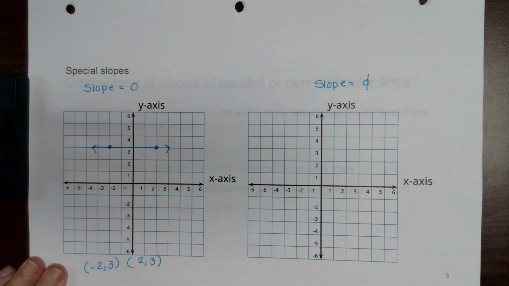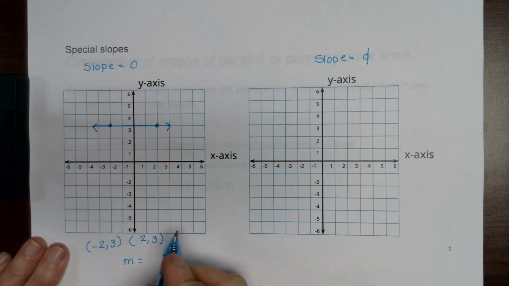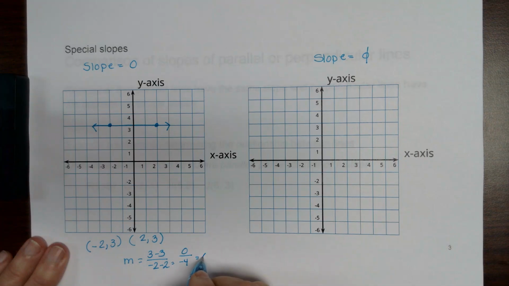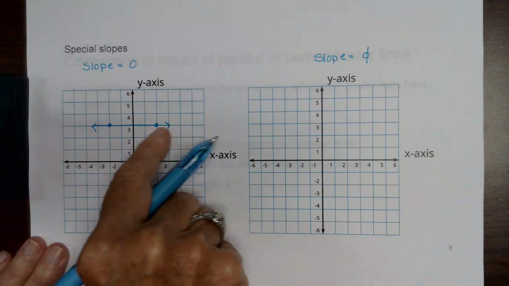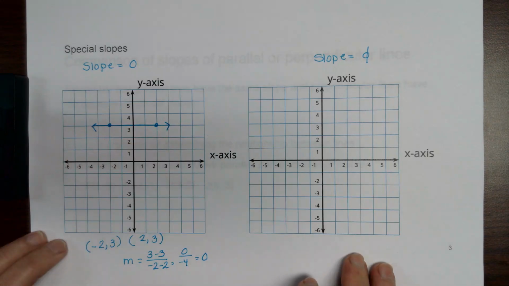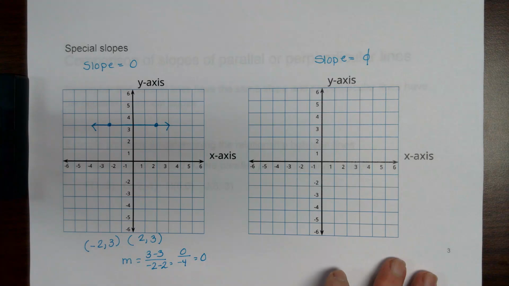And so if I find the slope between those two, it would be 3 minus 3 over negative 2 minus 2, which is going to give me a 0 on the top and negative 4 on the bottom. Now if I have a 0 on the top, the answer is 0. So the slope of a horizontal line is always 0.